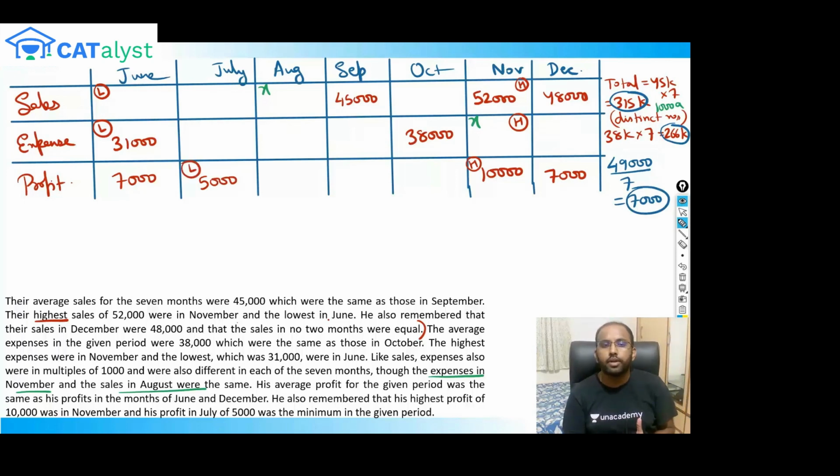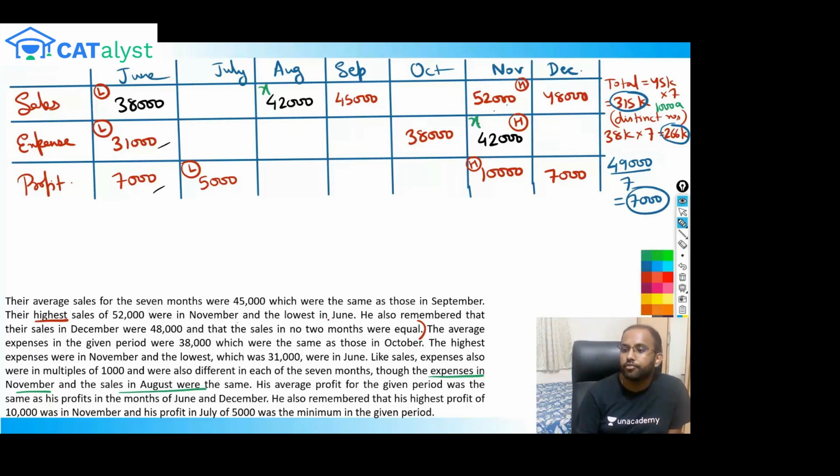Now you can quickly fill in whatever information we have. Always, sales minus expense is profit. So 52,000 minus 10,000 should be 42,000. I can fill the data here. Similarly, we can look for the columns where we already have two data, and the third one we can calculate. So again, 30-something minus 31,000 is 7,000. That means this has to be 38,000. Now this X was 42,000, so this X here also becomes 42,000. That's what we got. So what are we left with? Two cells here are blank.